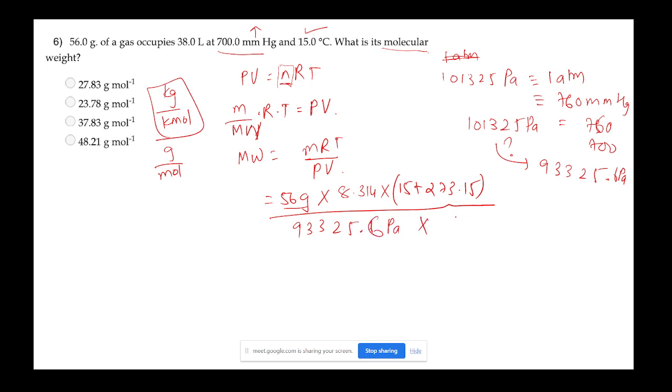Into volume, which is given as 38 liters, which is 38 by 1000 meter cube. Now solving this, you will get the answer as 37.8 gram per mole. This gram per mole is the unit for molecular weight.